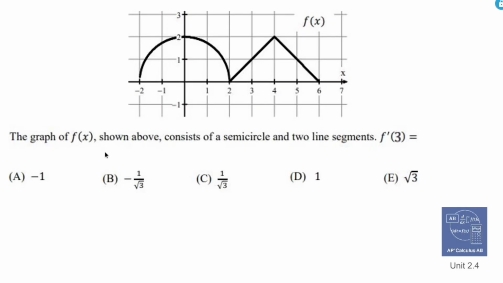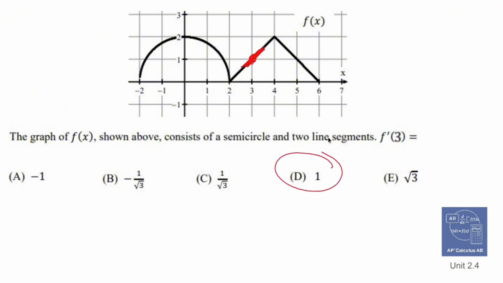The graph of f of x shown above consists of a semicircle and two line segments. There's my semicircle, there's my line segments. F prime of 3 equals what? Well, f prime means derivative, and the derivative means slope. So if I go to 3, the derivative at that moment appears to be a perfectly straight line where the slope is a positive 1. So my answer is D.